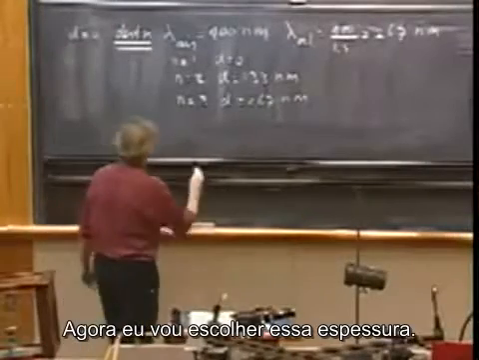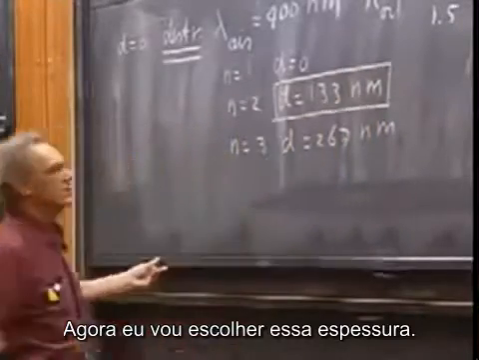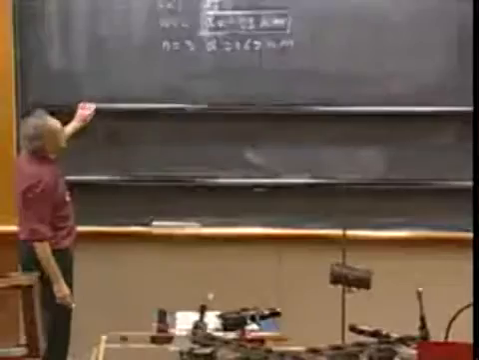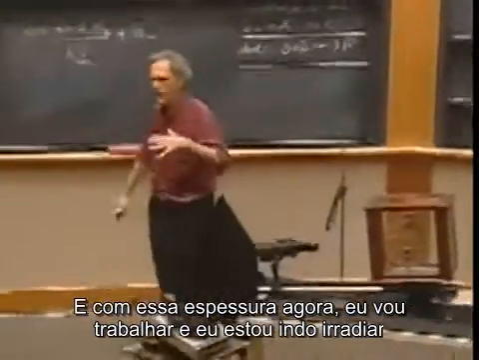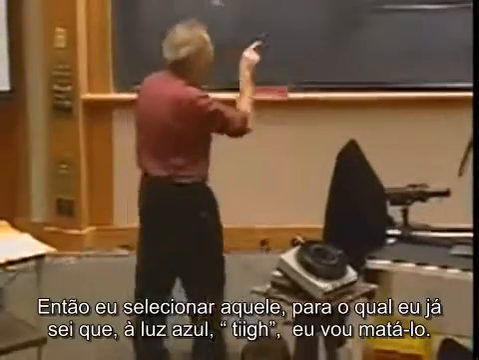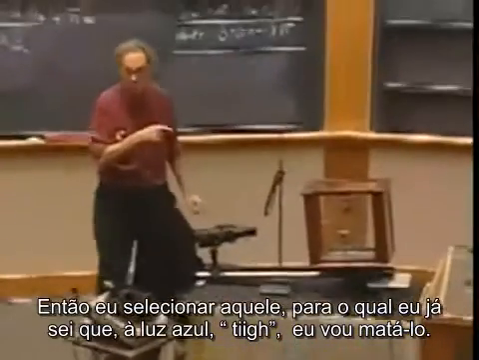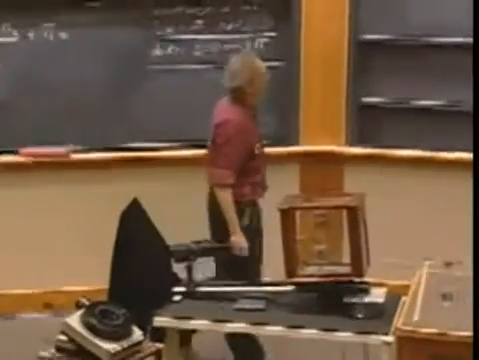Now I'm going to choose this thickness. And with that thickness now, I'm going to radiate white light onto it. So I select that one for which I already know that in blue light, I kill it. Destructive interference.